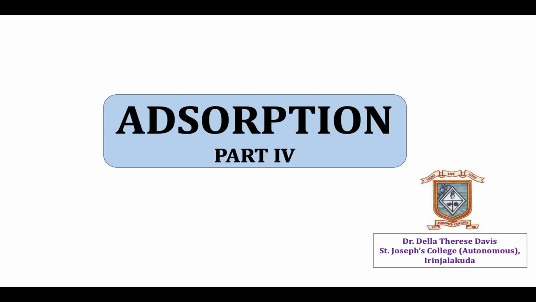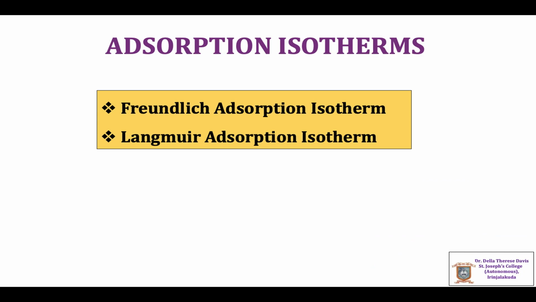In the previous lecture, we have discussed about isotherms and isobar. What is an isotherm? A graphical representation or a mathematical expression showing the relationship between the mass of the gas adsorbed per unit mass of the adsorbent and the equilibrium pressure of the gas at constant temperature is called an isotherm.